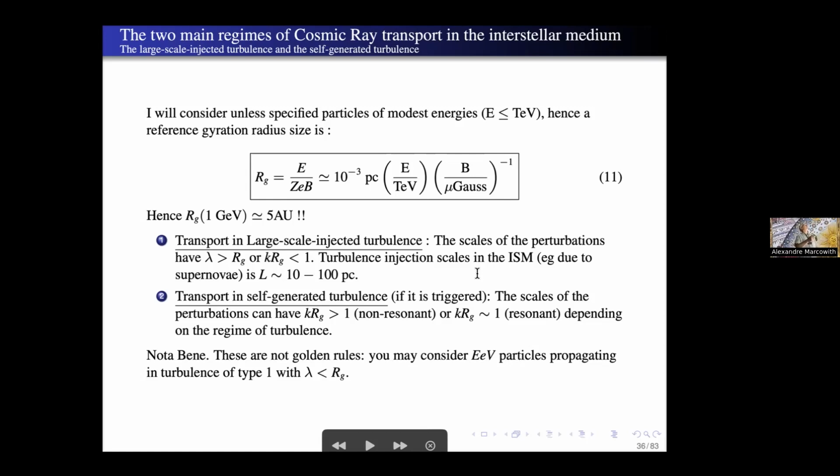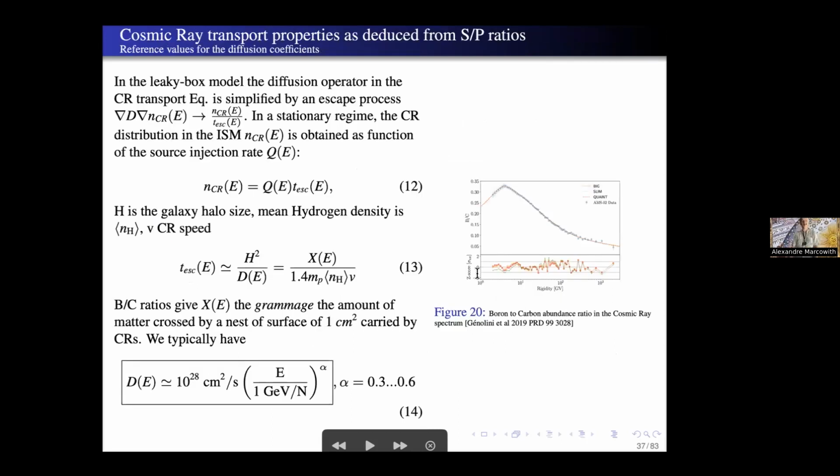You can see that the level of turbulence at this very small scale will be small, so the effect on scattering particles will be small also. So at this energy, we mostly rely on what we call the self-generated turbulence, that is, the turbulence triggered by the cosmic rays themselves. I will come back to that. This is a very important process, which is not yet completely captured by the fluid simulations, let's say. I have to hurry on.